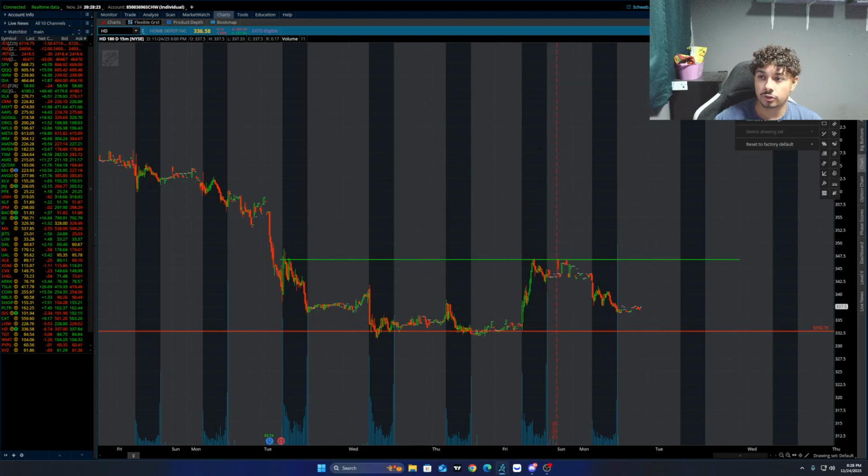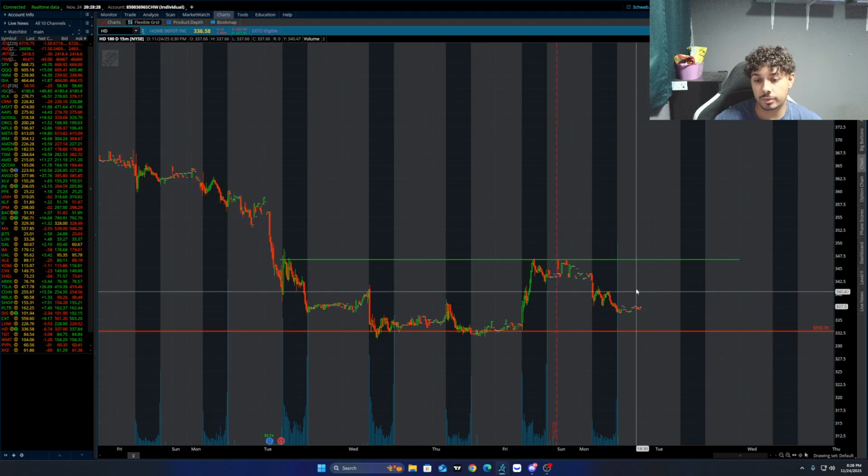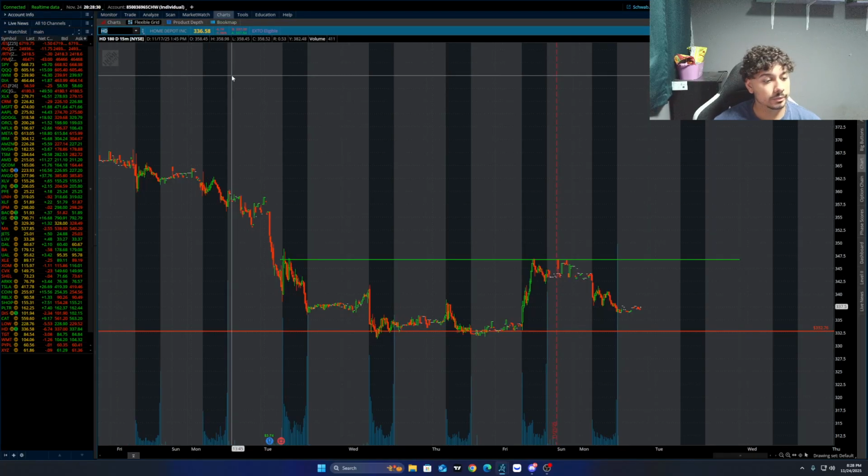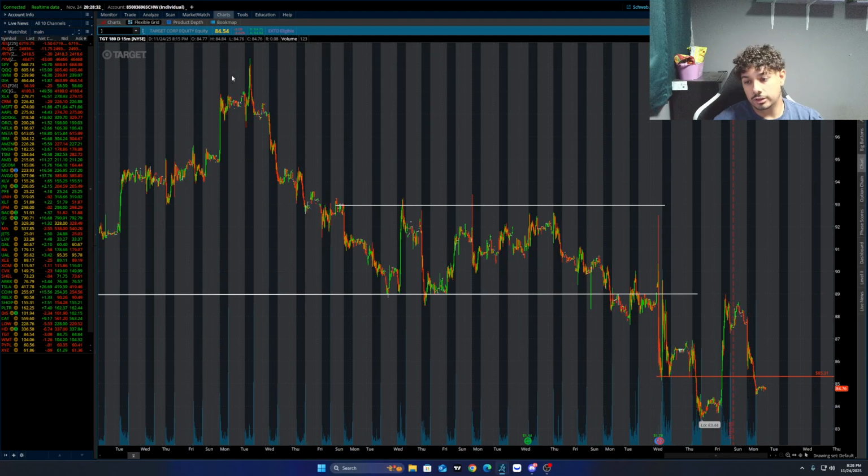So yeah, it could make some type of base. It's already making a base, but it could continue to make some type of base in this area. So yeah, let's look at Target.